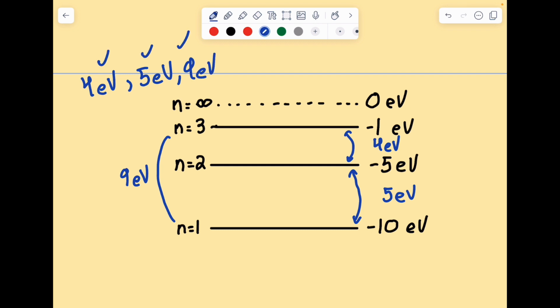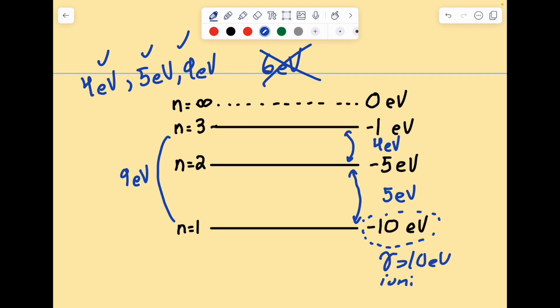Now, let's say, for example, there's a photon with an energy of 6 electron volts. This photon won't be absorbed or emitted by the atom. If there happens to be a photon with an energy greater than 10 electron volts, that photon is able to ionize the electron and have it escape the nucleus entirely.